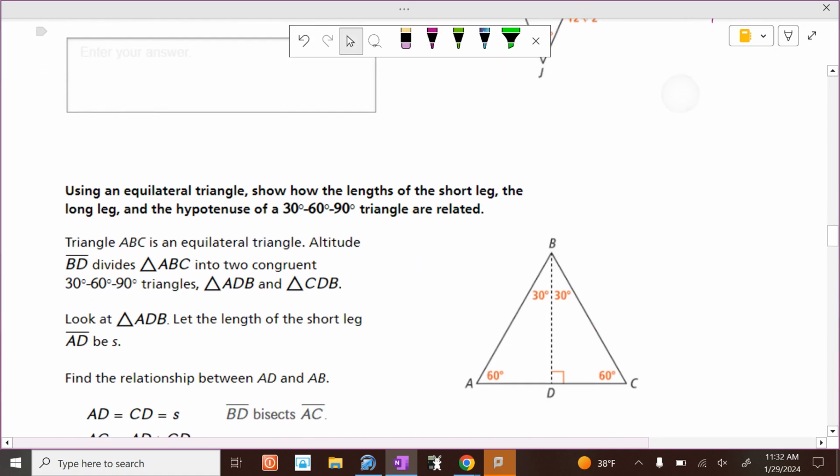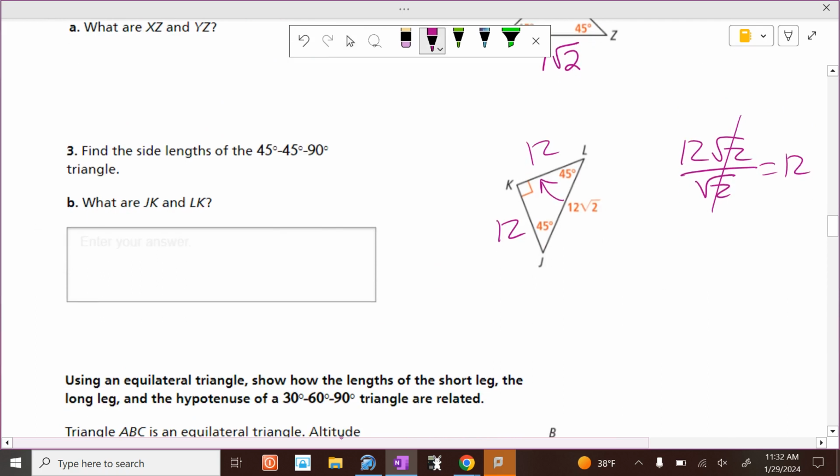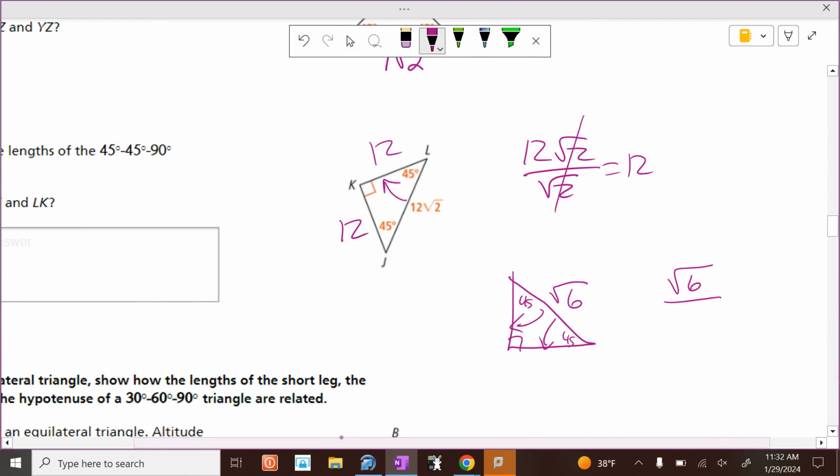Where it gets a little more difficult is if you have like the square root of 6 out here. How do you get to here? Well, that's the hypotenuse of a 45, 45, 90 triangle. To go from the hypotenuse to the side, you divide by the square root of 2. So then it's square root of 3. Once you figure out this is a square root of 3, this is a square root of 3.